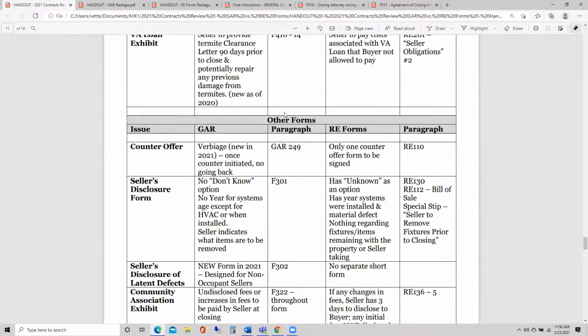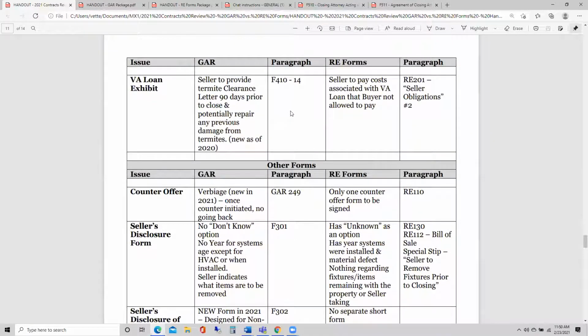And under the VA loan exhibit, very similar in terms of a seller must provide. In GAR, it specifically spells out on the VA loan exhibit that the seller must provide a termite clearance letter that is dated no later than 90 days prior to close. It has other verbiage in there about repairs that was new last year.